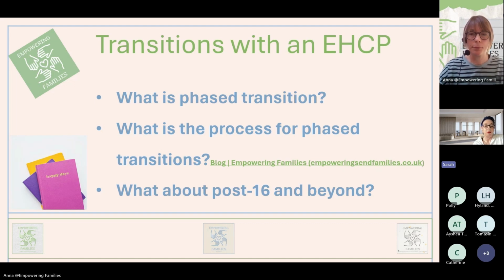Prepare well in advance for the transition review meeting. Our annual review webinar will help you to do this, and we will be running a specific transition event early in the autumn term, and the links are on the slides there. Remember that full-time education is considered as 15 hours a week for post 16. This does not include time for therapeutic and preparation for adulthood needs.